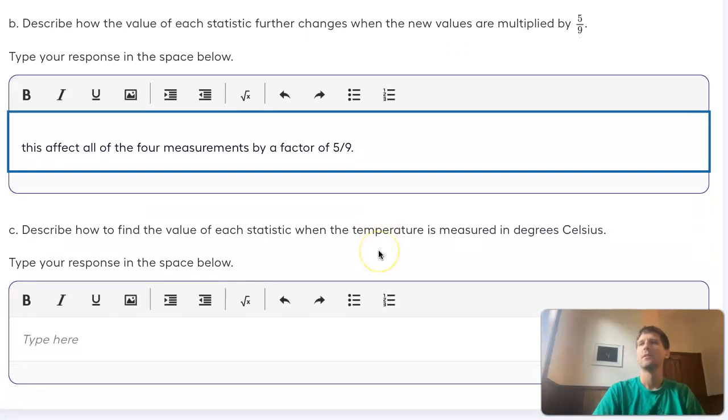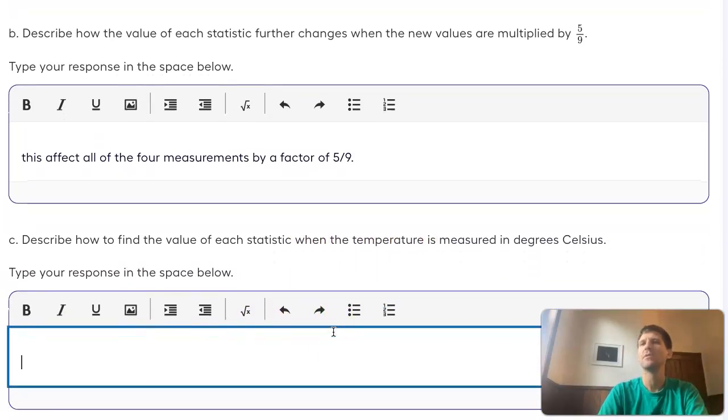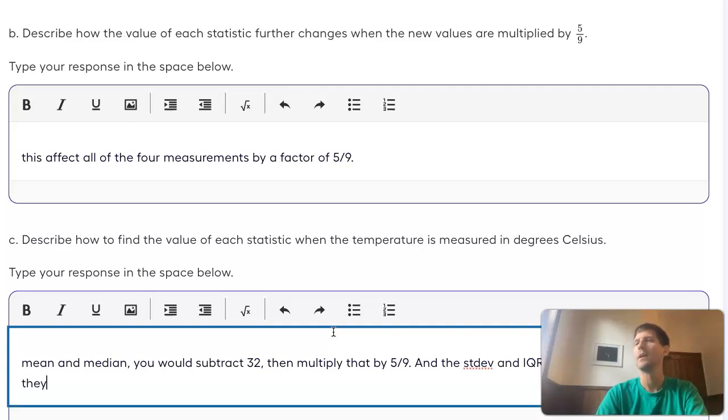Of course, the last question now, how would each one change? Well, it's sort of a combination of the first two. So the mean and median, you would subtract 32, then multiply that by 5/9, and the standard deviation and IQR are simply 5/9 times what they were in Fahrenheit.